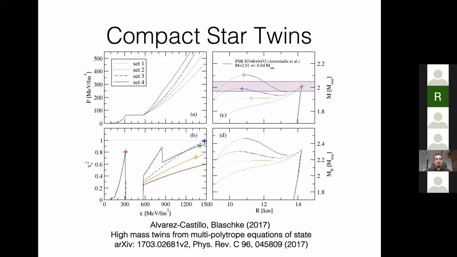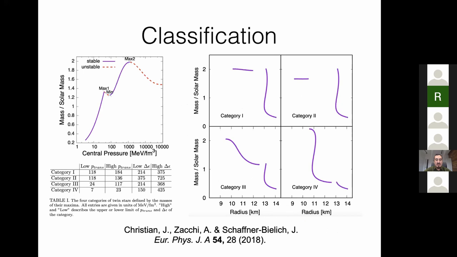As a next step, I will discuss this classification that was introduced in this work by Alford and Schwenzer, where they decided to categorize the mass twins depending on the values of the transition pressure, which is of course related to the onset of the transition in the mass-radius relation. For instance, in category one, we have the onset at very high values and also higher densities. In category two, we keep the same onset, but then the third branch has a lower maximum. And the same for categories three and four in a similar way, but with lower onsets.